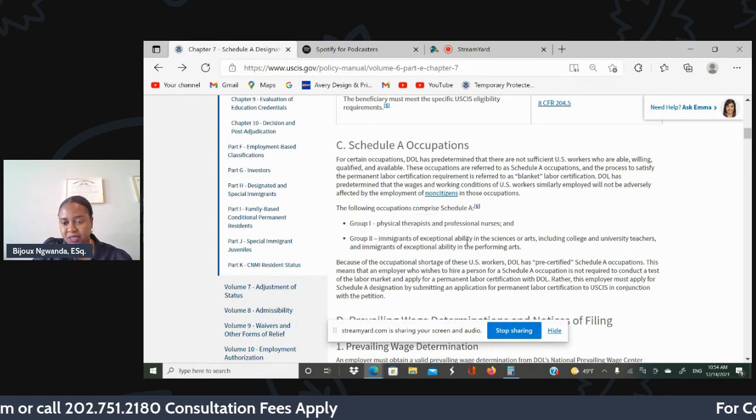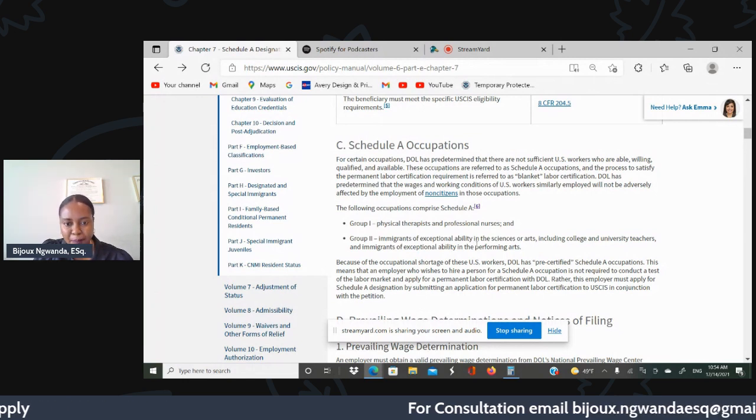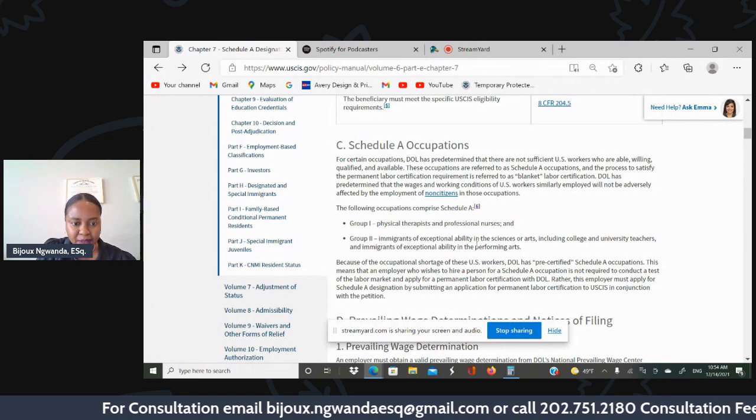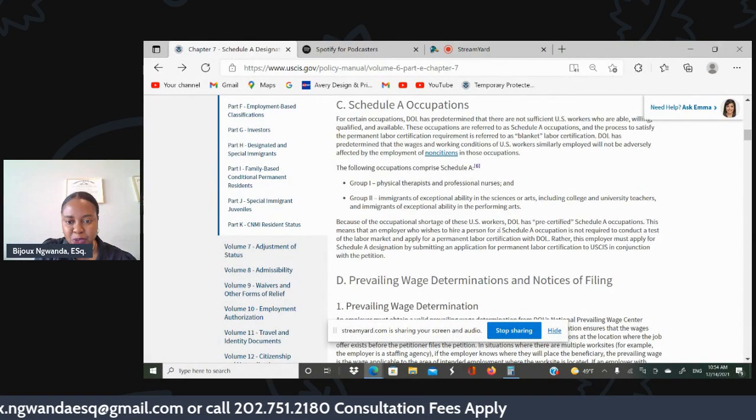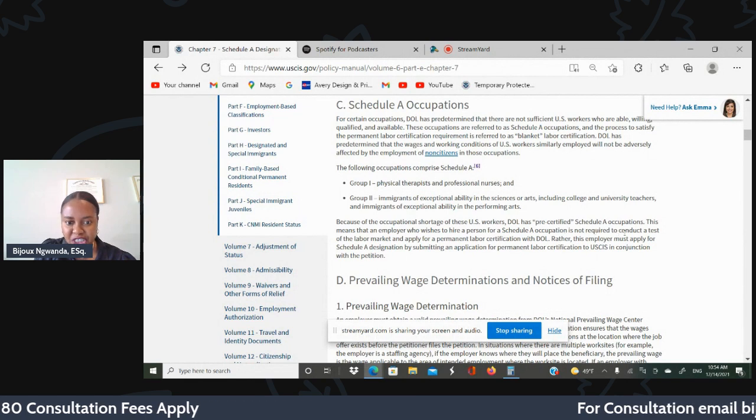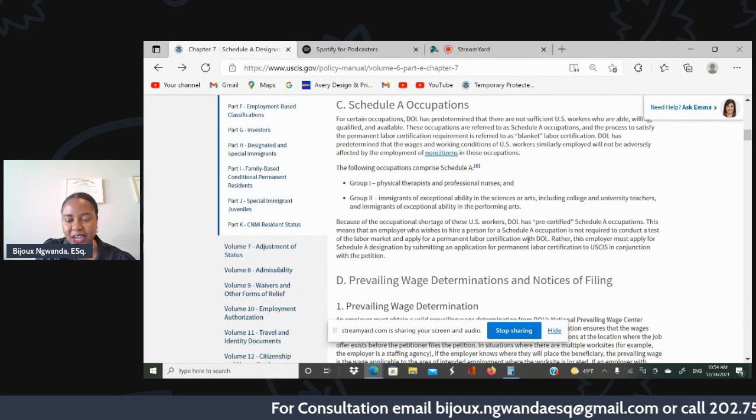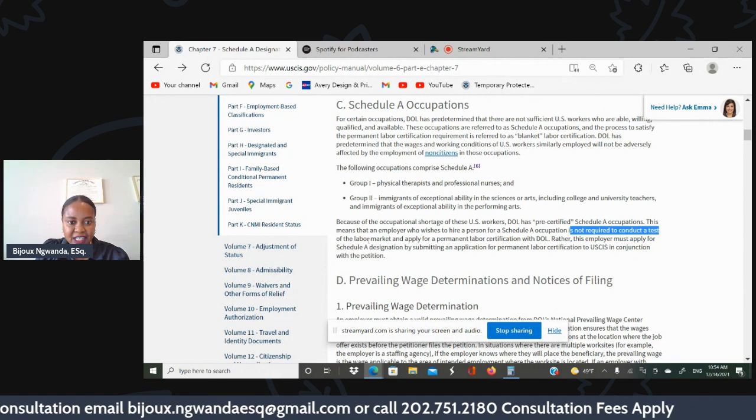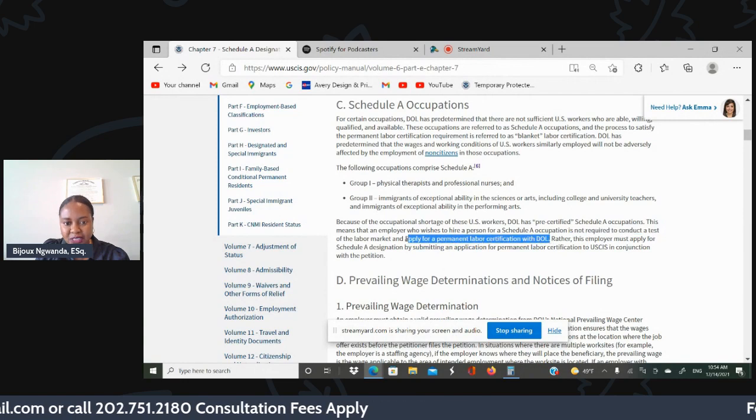Or EB2 to some extent, but EB2, remember, you don't need the labor certification, but to some level it goes to that level of requirement, right? Because of the occupation shortage of U.S. workers, DOL has certified Schedule A occupations. This means that an employer who wishes to hire a person for a Schedule A occupation is not required to conduct a test of the labor market and apply for permanent labor certification. That's the key word here.